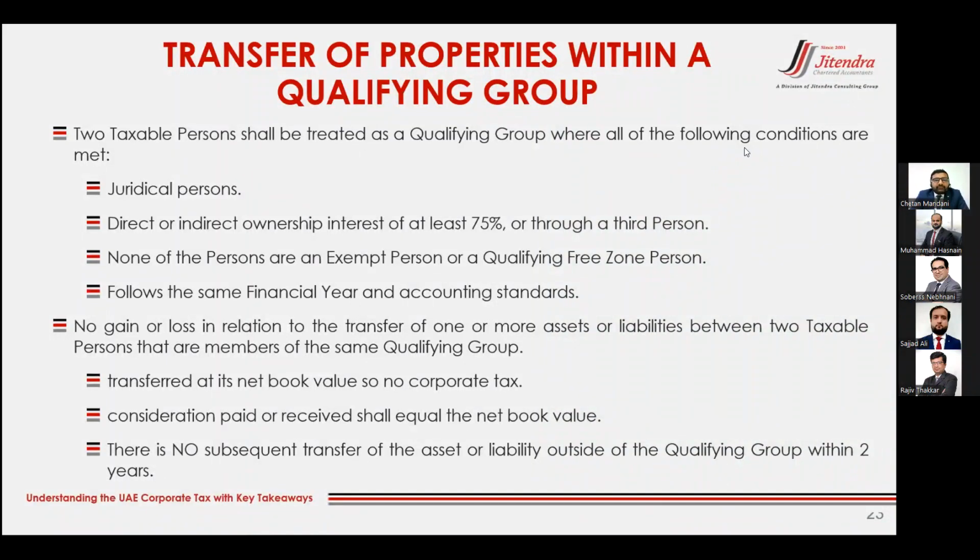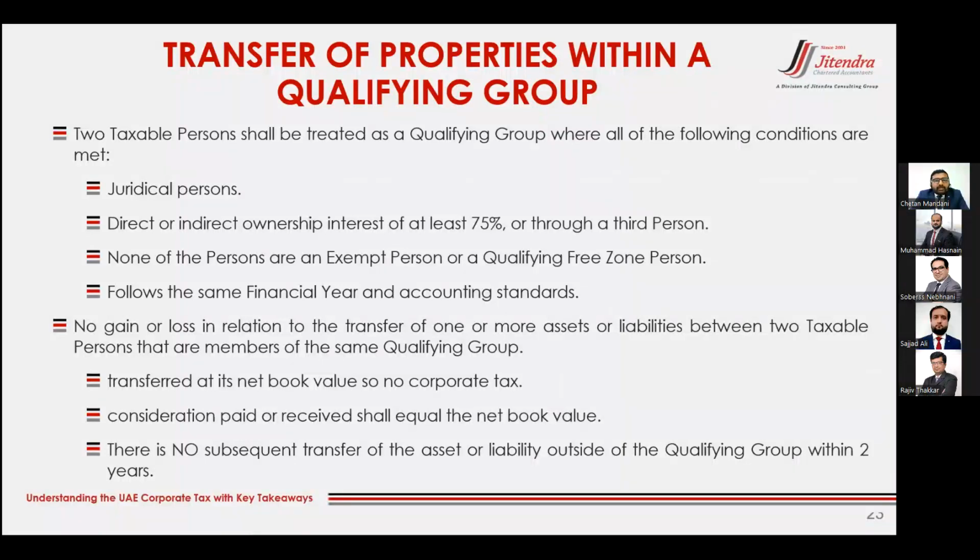So if they are creating the qualifying group, then no gain or losses arising from the transfer of assets or liabilities within the same qualifying group will be considered for corporate tax purposes. So there will be no impact on the taxes of the company. There are conditions that the asset or liability should be transferred at the book value of the company, the consideration paid or received shall be equal to the book value, and there should not be any subsequent transfer outside the qualifying group within the next 2 years. So you can transfer within the qualifying group, but not outside the group for the next 2 years.